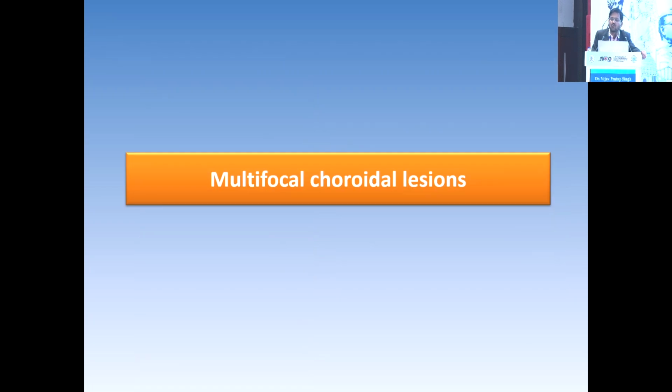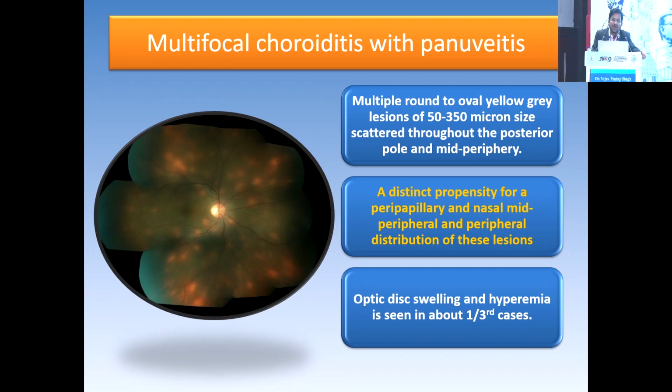Now, multifocal choroidal lesions. Multifocal choroiditis with panuveitis, as the name suggests, has multiple lesions. They are oval, yellow-grayish lesions seen throughout the posterior pole and mid-periphery, and they have a distinct propensity for a peripapillary and nasal, mid-peripheral and peripheral distribution, and optic nerve involvement is seen in around one-third of these patients.